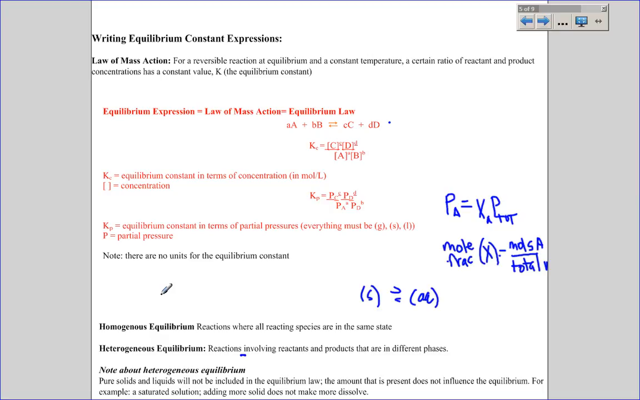The same would be true for a weak acid. Adding more pure water to the system isn't going to change the percentage of the acid or base molecules that are going to dissolve. So when you're writing expressions, you're going to leave the solids and liquids out of the expression.